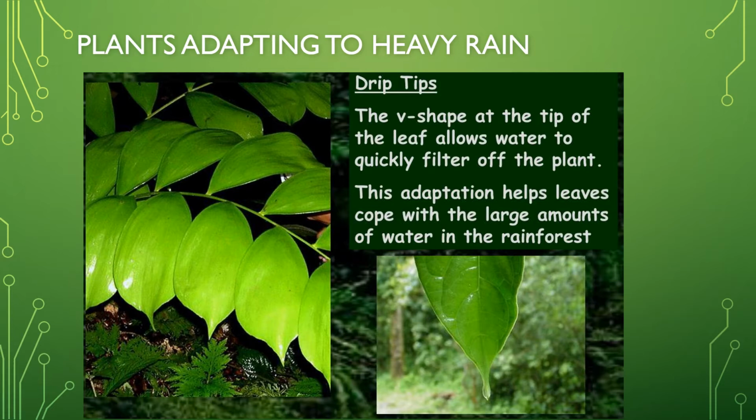Okay, so drip tips. Very simple idea. Remember, it rains very heavily, and if it wasn't for these drip tips, then many of the leaves would simply fall off the trees under the weight of the water falling on them. The V shape at the tip of the leaf allows the water to quickly roll off the plant. If it wasn't for that, the leaves would become very mouldy because they'd be constantly damp, and a lot of them would just fall off with the weight of the water. So remember that, drip tips.